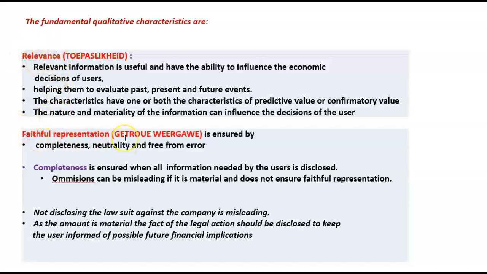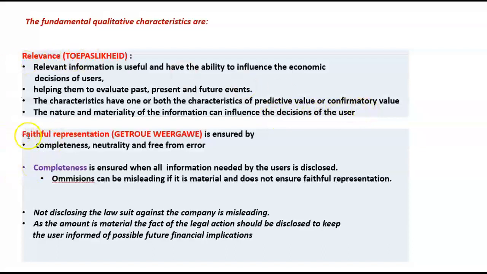and faithful representation. Under relevance, you're going to say relevant information is useful and has the ability to influence the economic decisions of users, helping them to evaluate past, present, and future events. The characteristics have one or both of predictive value or confirmatory value. The nature and materiality of the information can influence the decisions of the user.